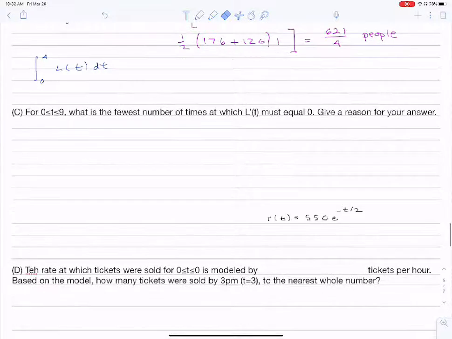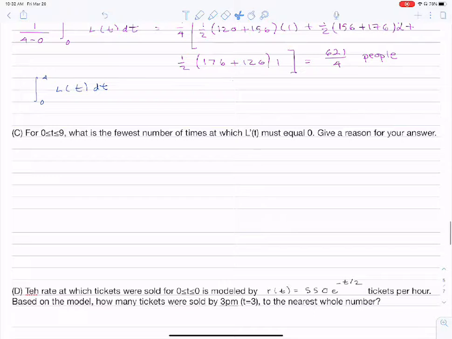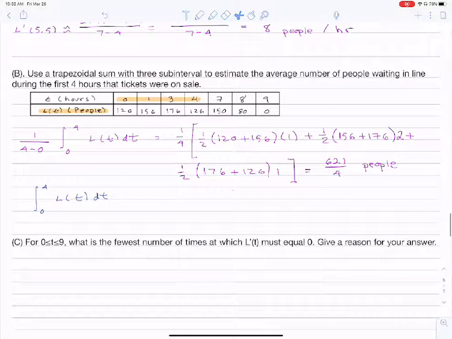Oops. Let me move this. This got moved. Okay. For 0 to 9, what is the fewest number of times at which L of t must be equal to 0? Give a reason for your answer. So they're asking me, where must it be equal to 0? This is an existence theorem. Okay, they want to know where basically L prime of t equals 0. So I'm going to be using the mean value theorem here. So let me grab the table one more time.